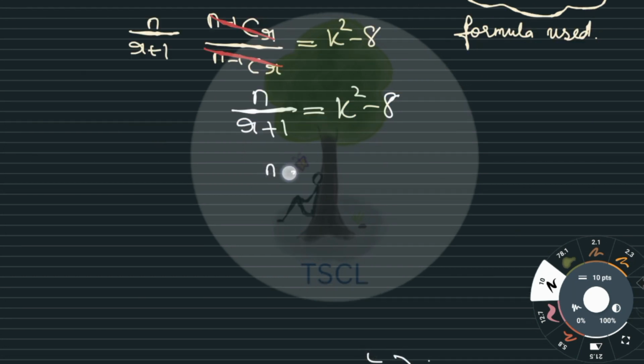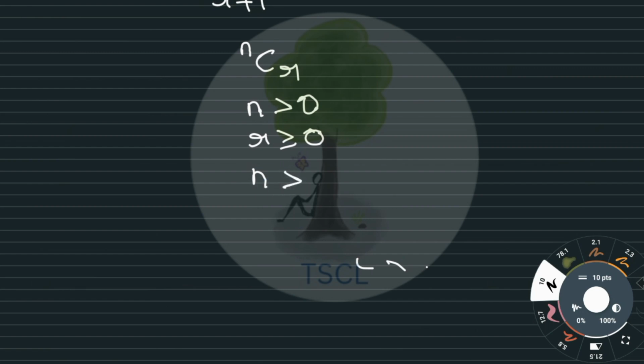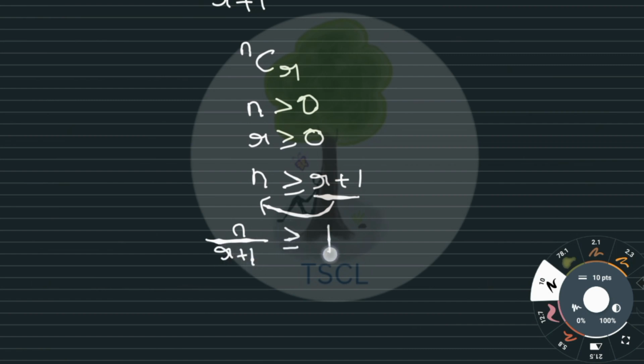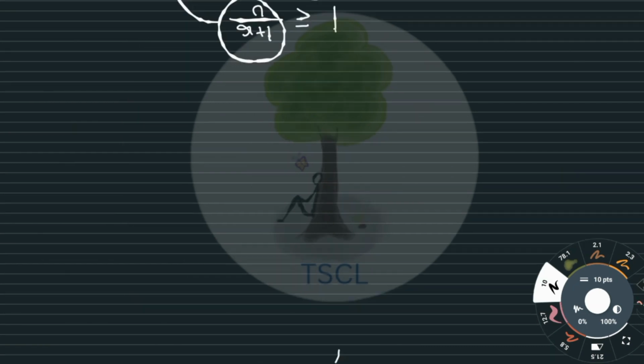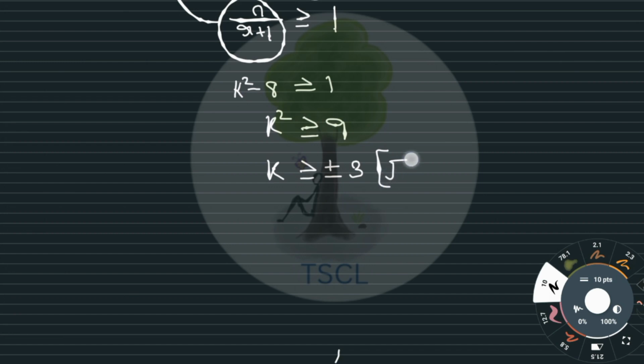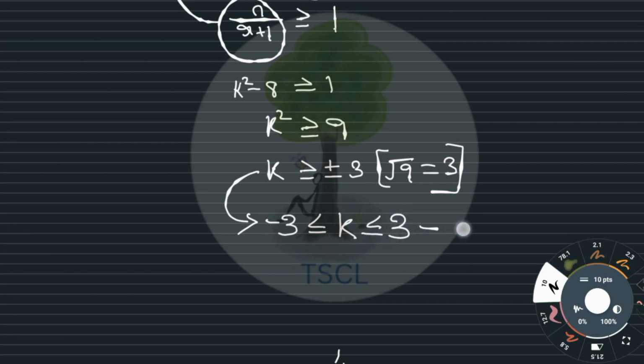We know in NCR the domain of N is always greater than 0 and domain of R is always greater than or equal to 0. We also know that N is greater than or equal to R plus 1. We'll take this to the LHS. It will become N divided by R plus 1 is greater than or equal to 1. This is similar to this one. We'll substitute K square minus 8 for N divided by R plus 1 is greater than or equal to 1. Take the 8 to the RHS. It will become K square is greater than or equal to 9. K is greater than or equal to plus or minus 3 because root 9 is equal to 3. We can write this as minus 3 less than or equal to K less than or equal to 3. This is equation number 2.